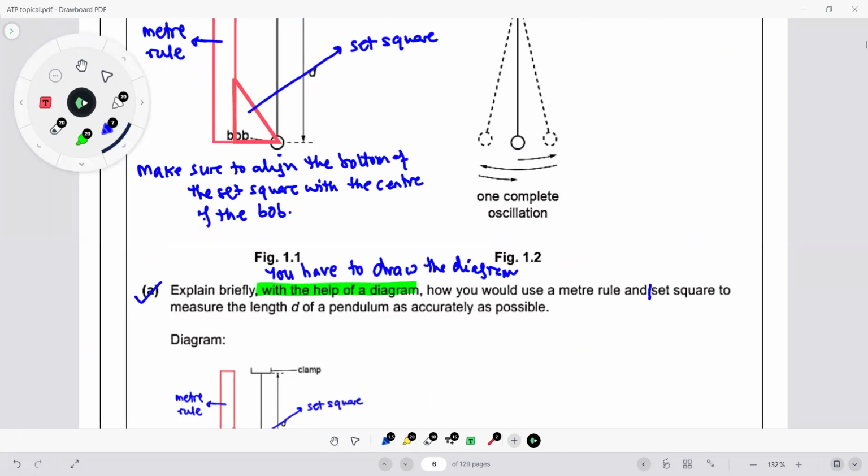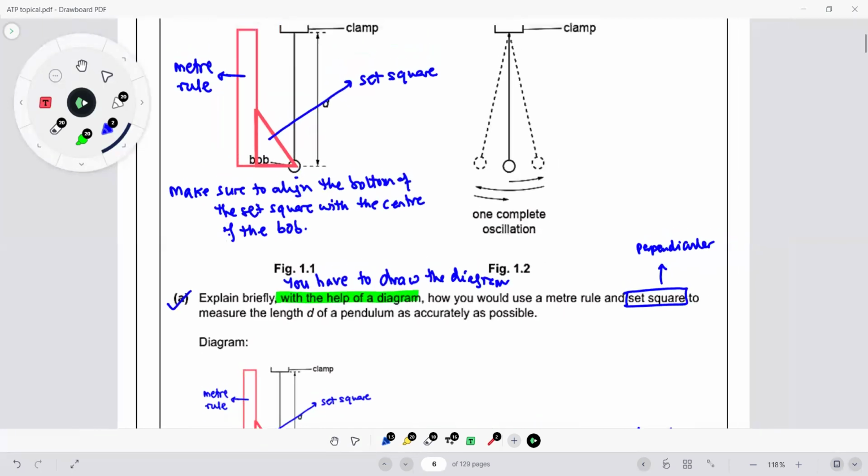A set square is this triangle that you have in the geometry box that you will always use to verify, justify, prove that either your eye position was perpendicular or whether the rule is perpendicular. So it is one way of proving that two lines are perpendicular to each other. Okay. Explain briefly with the help of a diagram how you would use a meter rule and a set square to measure the length d of a pendulum as accurately as possible.